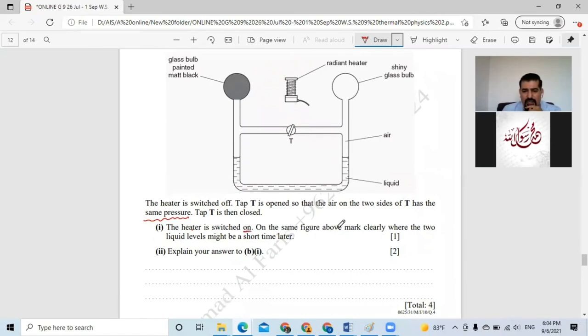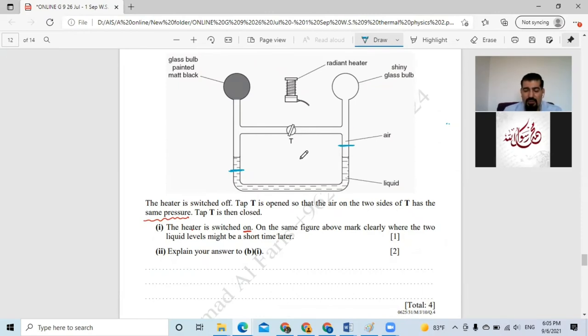On the same previous figure here, mark clearly where the two levels of liquid might be after a short time. What happens to the liquid here? This liquid level, what do you think? Will it go up or down, or remain the same? The one below the matte black goes down, for example here, and because of the different pressure, the one here goes up. If this one goes down 1 centimeter, this will go up 1 centimeter, the same distance. Okay, that's one mark.